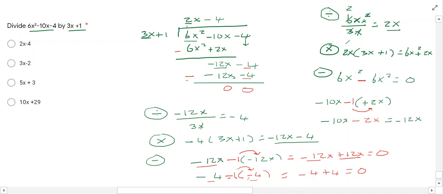So then this is your answer. And you can see here, so it's this option here. So that's how you do that one. So hopefully that makes sense.